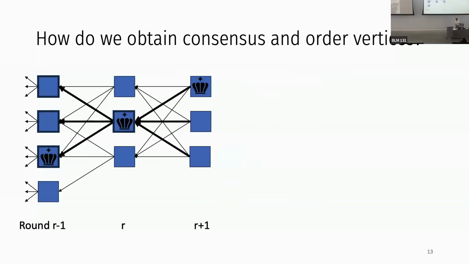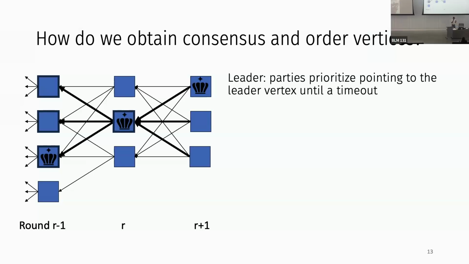So how do we obtain consensus and order these vertices? In our protocol, we have these designated parties called leaders. The vertex that has the leader symbol on it is the leader for that round. And let's assume that everyone knows who the leaders are for each of these rounds. Our goal is to commit a leader vertex in any round. So if I'm committing a leader vertex in round R, all of the parties in round R+1 prioritize pointing to the leader vertex in round R. They will wait for the leader vertex until some timeout and make sure that they point to it.